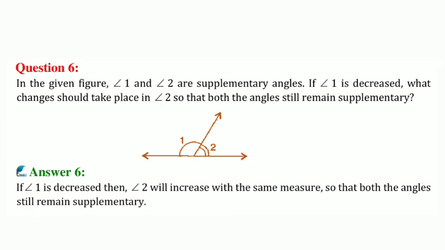In the sixth question, they have given one figure, angle 1 and angle 2 are supplementary angles. If angle 1 is decreased, what changes should be made in angle 2 so that both angles still remain supplementary? Simple thing. If angle 1 is decreased, automatically angle 2 will be increased by the same measure so that both angles still remain supplementary.